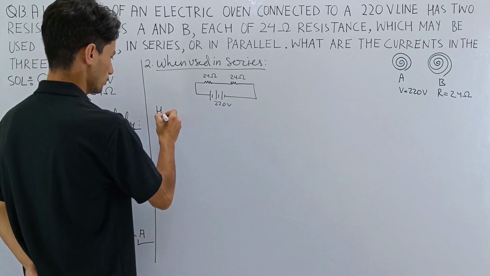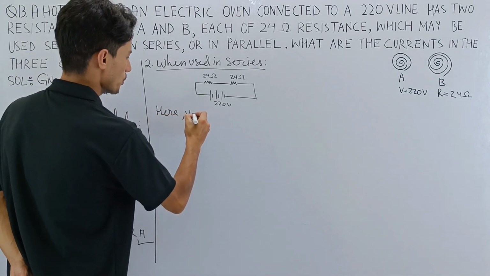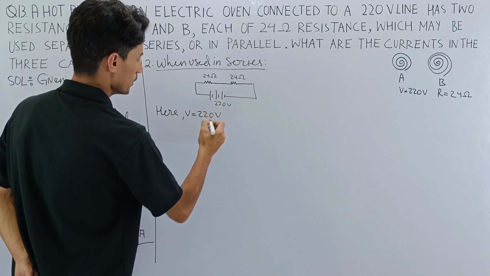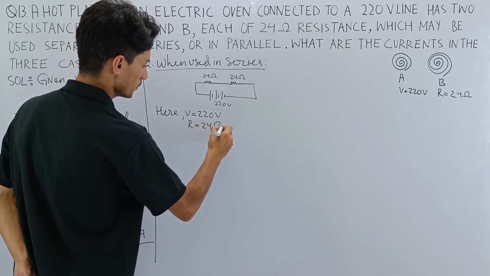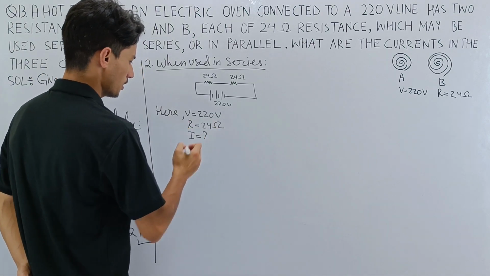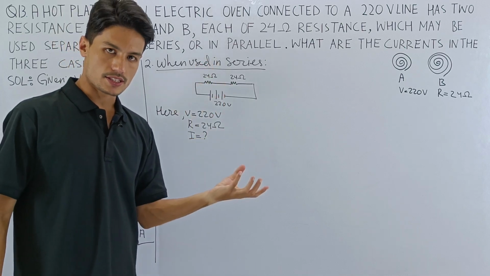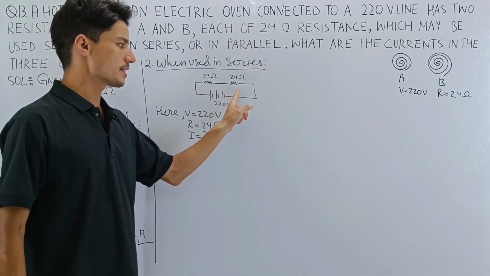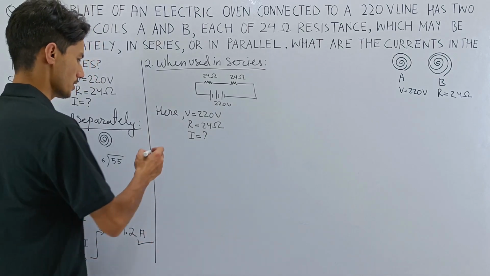So here, what things do we know? Same thing. The voltage we know is 220 volt. The resistance of each coil is again 24 ohms. And we are supposed to find current. Since the combination is in series, let's find the equivalent resistance. Only after you find the equivalent resistance will you be able to find current. So let's first find the equivalent resistance.